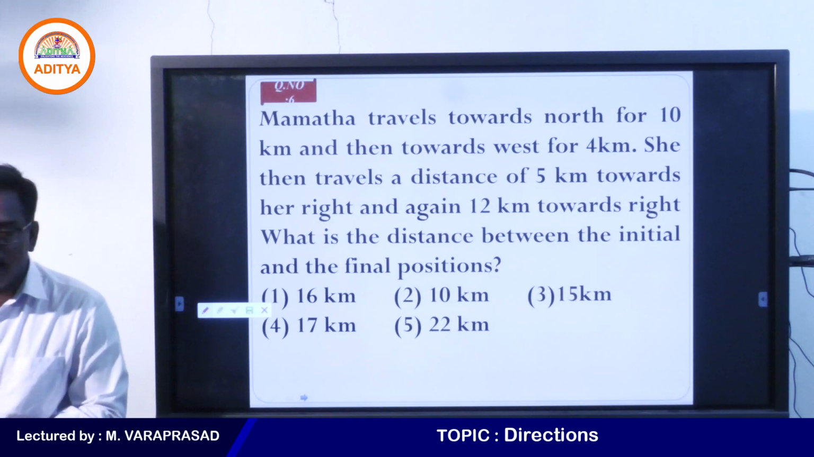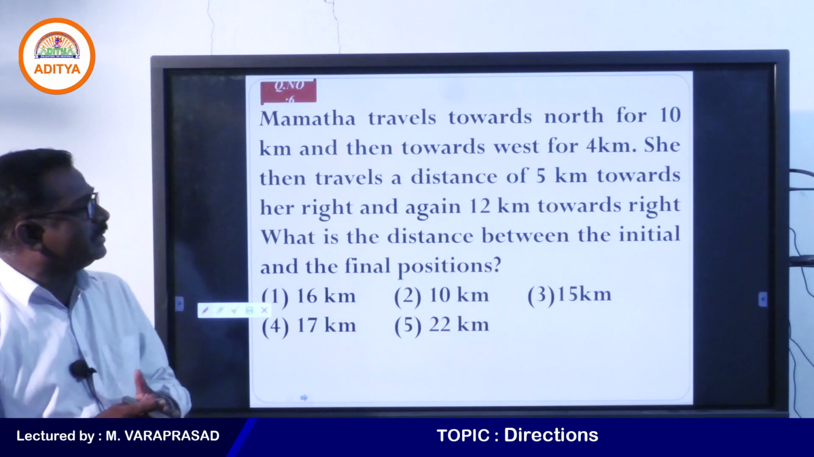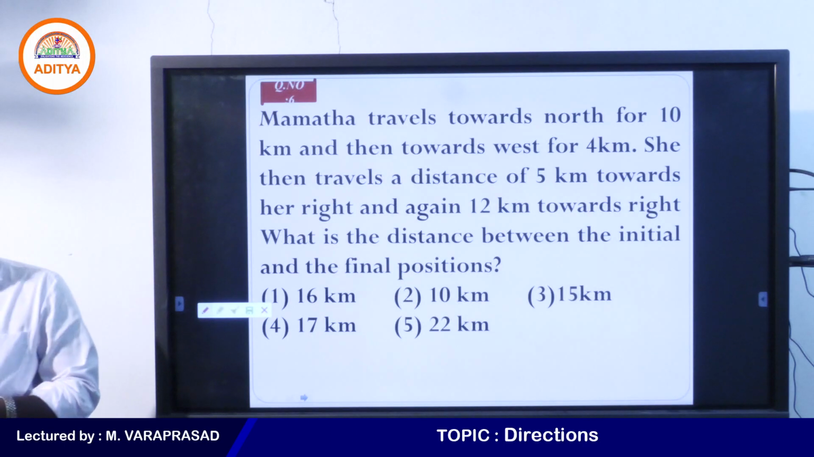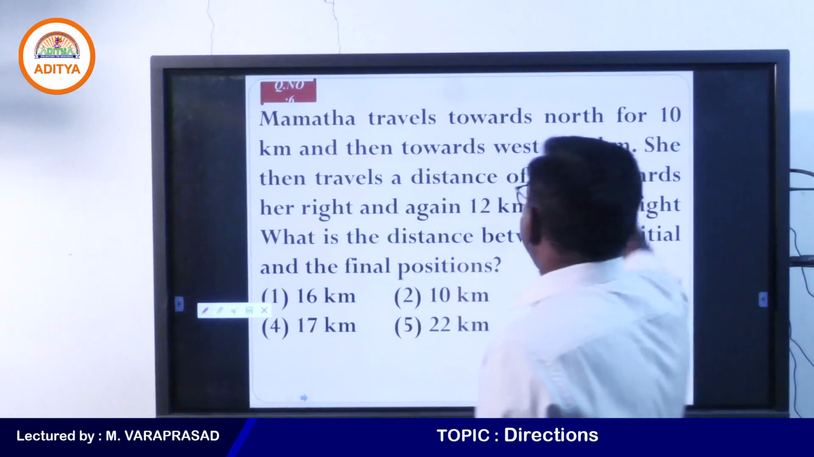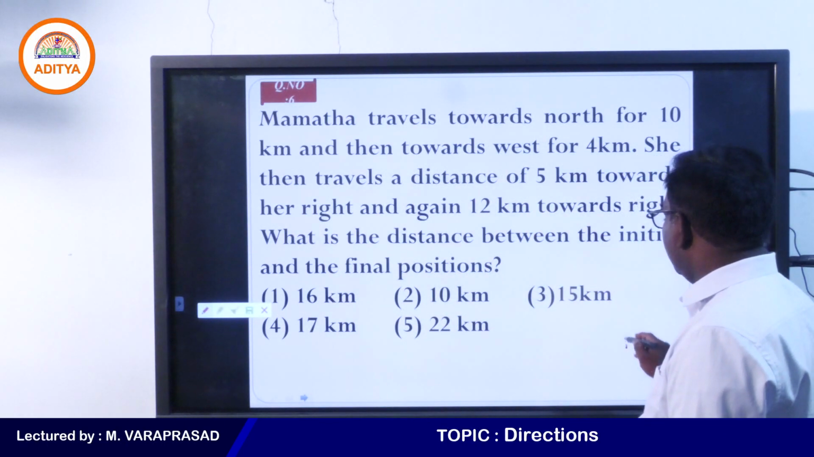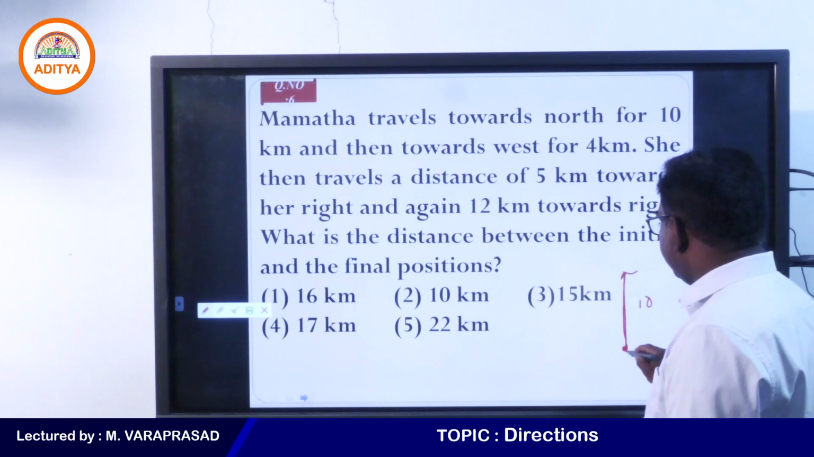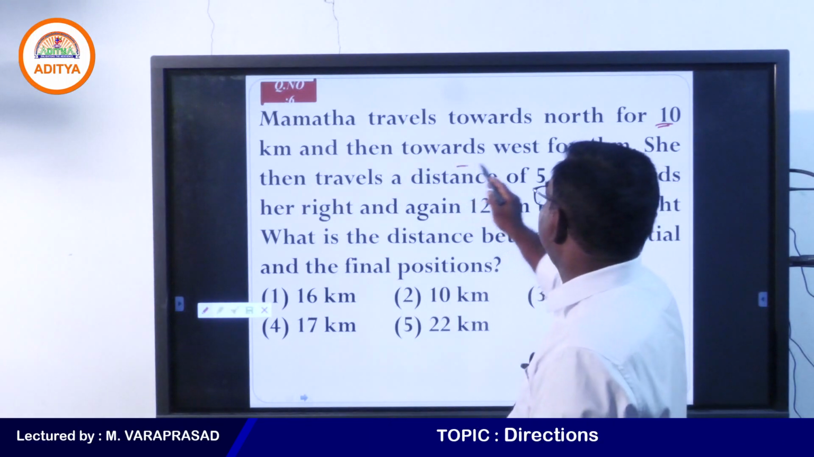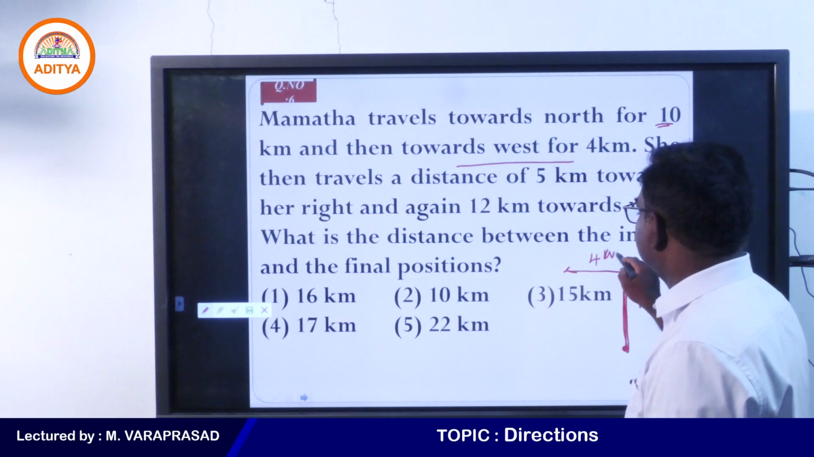Starting is given as north direction, which means upwards you are traveling. After that, you turn to west for 4 kilometers. After that, 5 kilometers, and after that, 12 kilometers is given. So Mamata traveled towards north for 10 kilometers, that is the starting point here. After that, what happened? Then towards west for 4 kilometers.